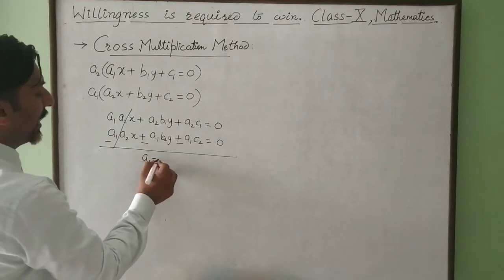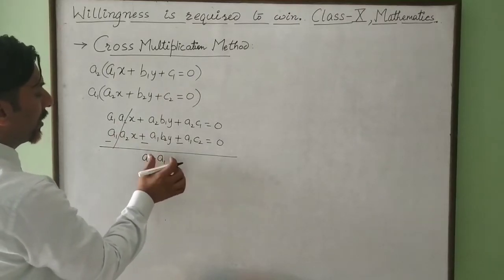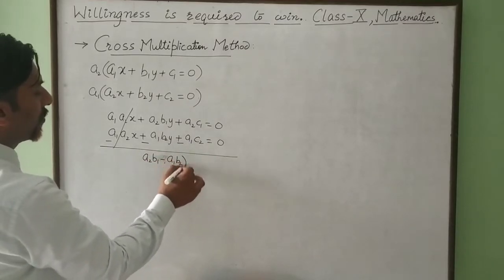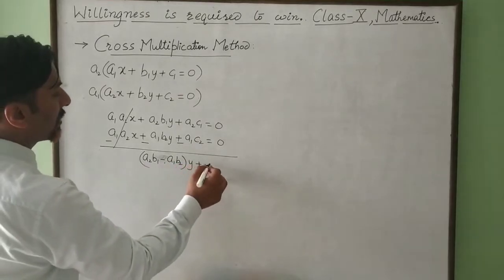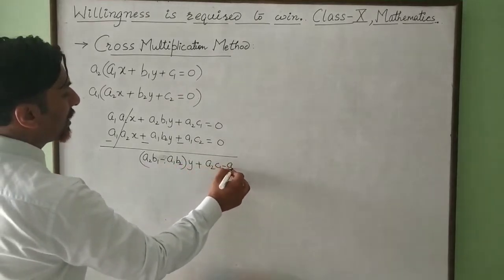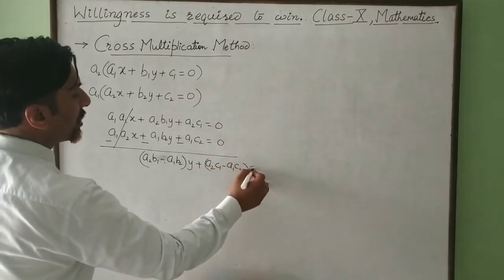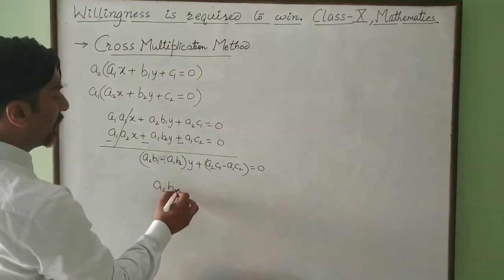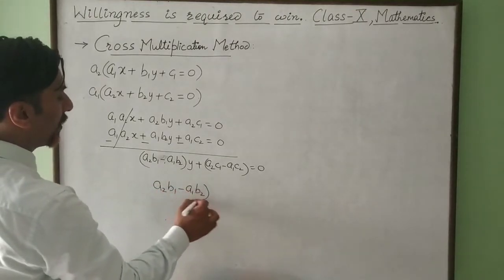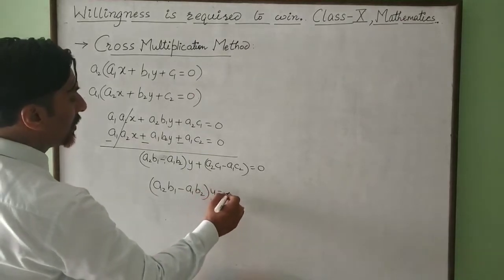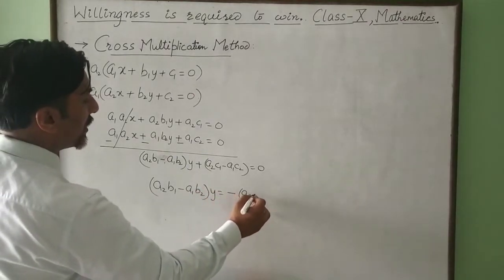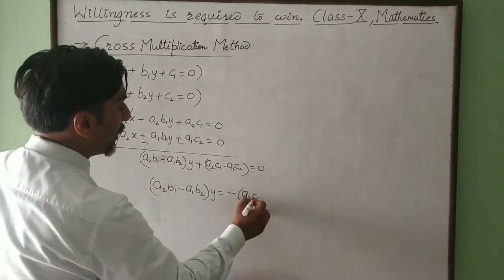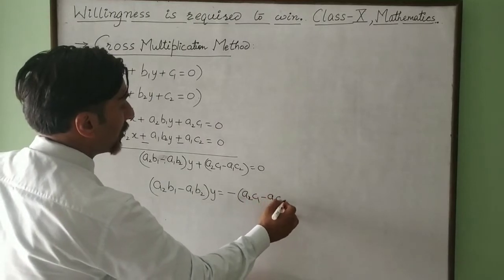Here we'll be having a2 b1 minus a1 b2 y plus a2 c1 minus a1 c2 is equal to 0. So from here you can find (a2 b1 minus a1 b2) y is equal to minus a2 c1 plus a1 c2.